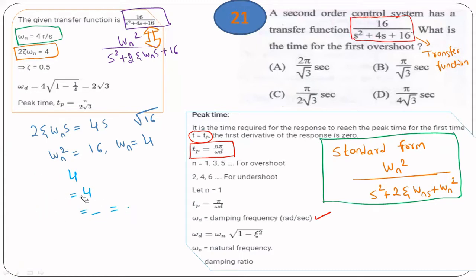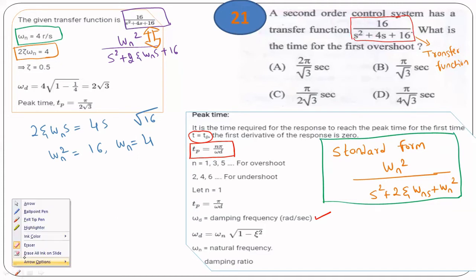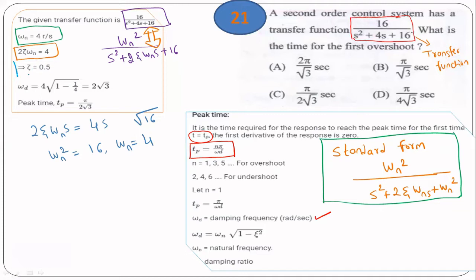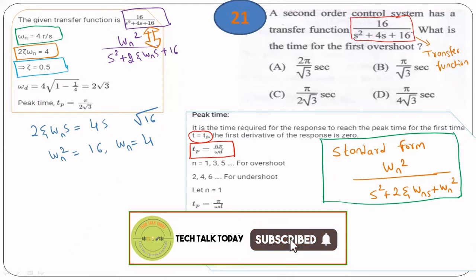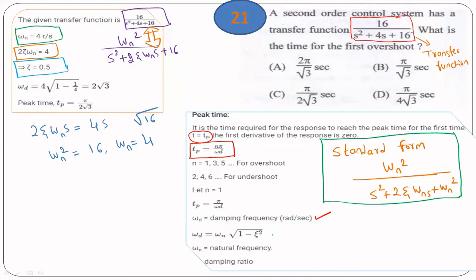Zeta is equal to 1 divided by 2, that is 0.5. Let us move on to the next part of the solution. For your easy understanding, I shall mark the answer we have obtained as zeta equal to 0.5. Now we need to apply this formula, omega d is equal to omega n into the square root of 1 minus zeta square.